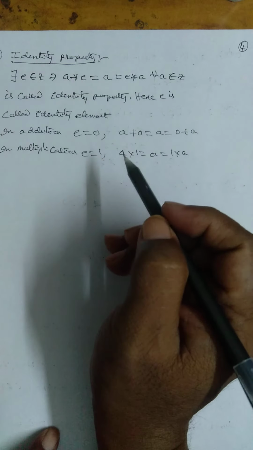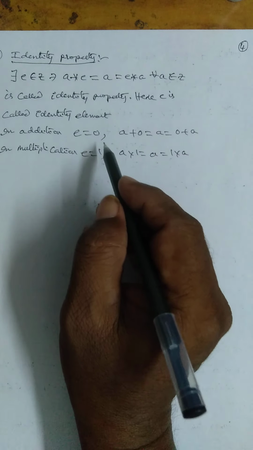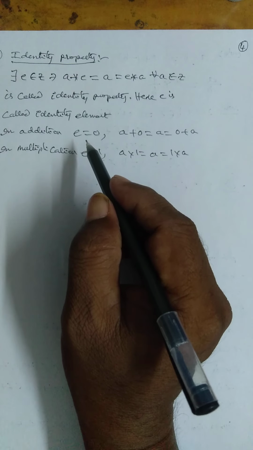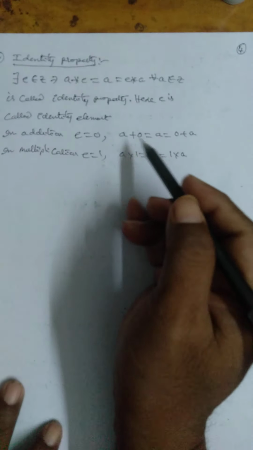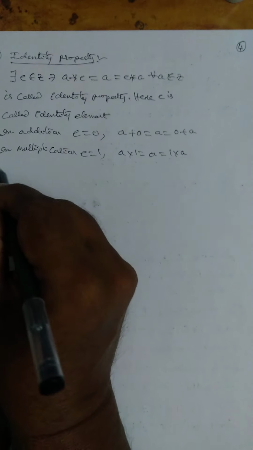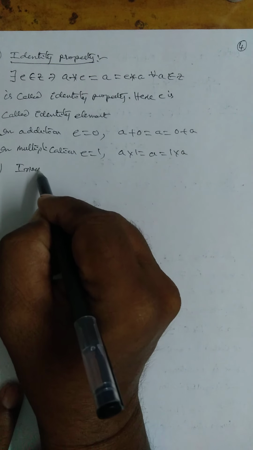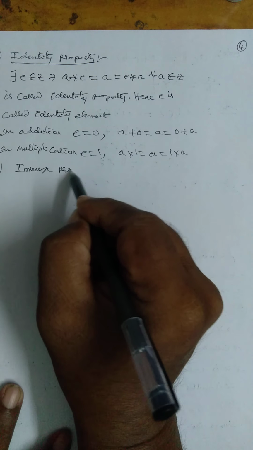So in addition, E is equal to 0, identity element. In addition, identity element is 0. In multiplication, identity element is 1. By satisfying these properties like this. Fourth, inverse property.